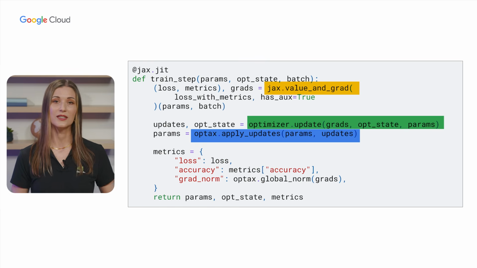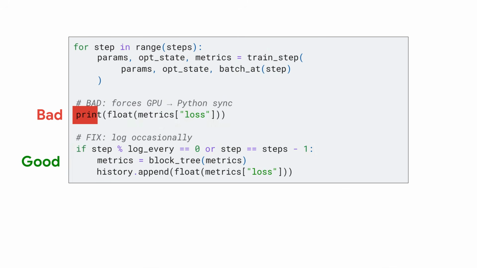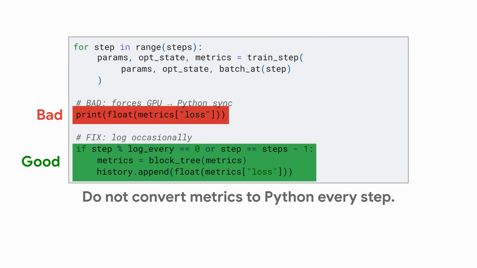JAX JIT stages the whole step for the GPU. But here is where the code can quietly slow a loop down. Remember to not convert metrics to Python every step. Log occasionally, block intentionally, and keep the loop on the device.